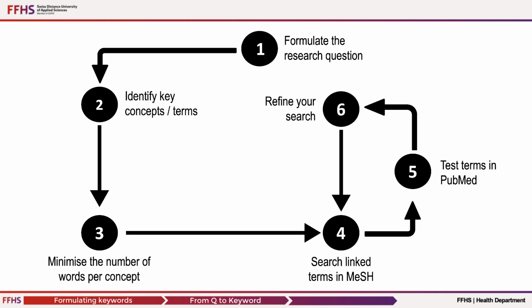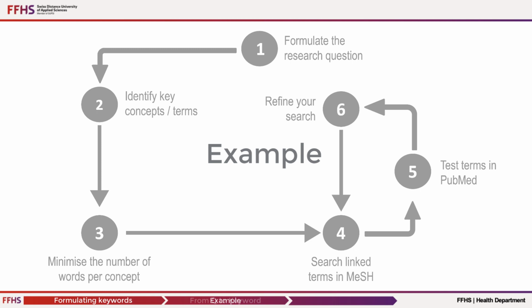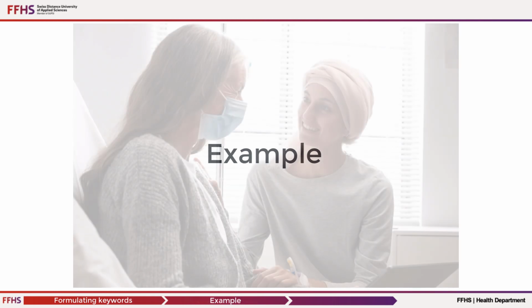Once you've done that, you can go to the second step, and that is to identify key concepts and terms within that question. Look at your question and try and see what the underlying concepts are and break it down to try and find terms and synonyms that correspond to these terms. And that leads to the third step. Try and minimize the number of words and find the ones that are the most precise to what you're looking for. Let's see an example.